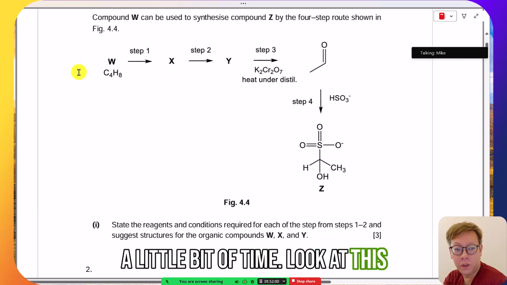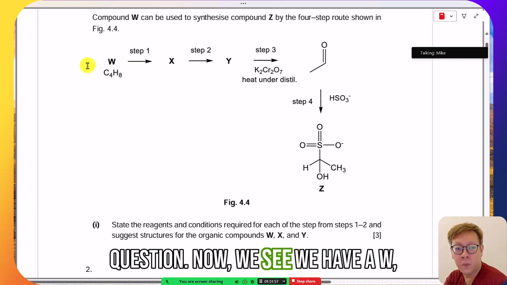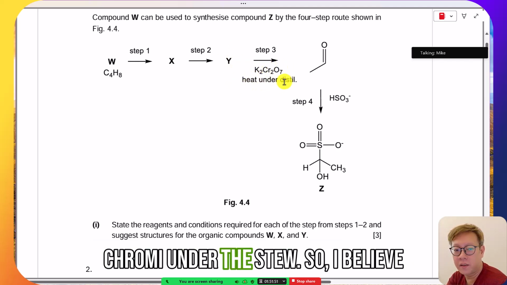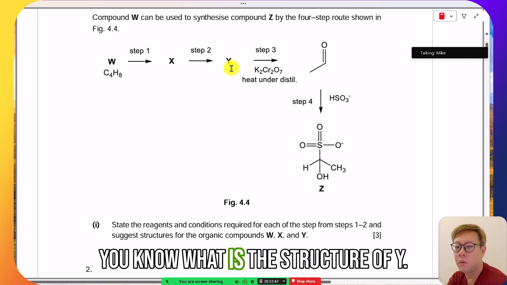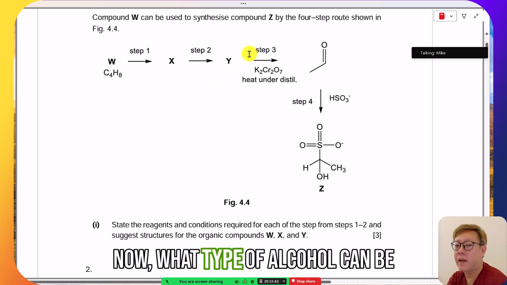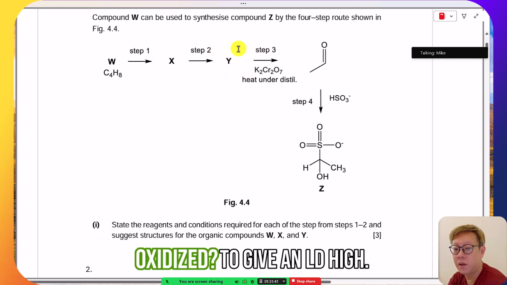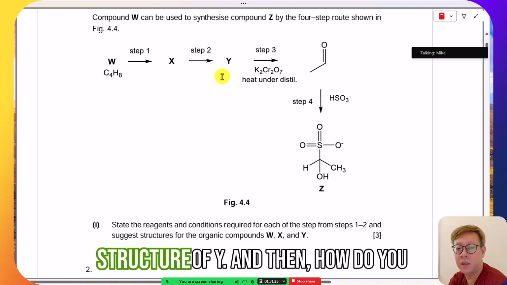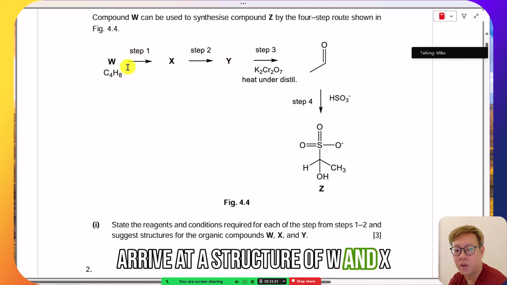Now, what I want you all to do now, just take a little bit of time. Look at this question. Now you see we have a W, we have an X, we have a Y, and this is dichromate under distill. So I believe you know what is the structure of Y. Now, what type of alcohol can be oxidized to give an aldehyde? Follow? Think about what is the structure of Y, and then how do you arrive at the structure of W and X? Think back.